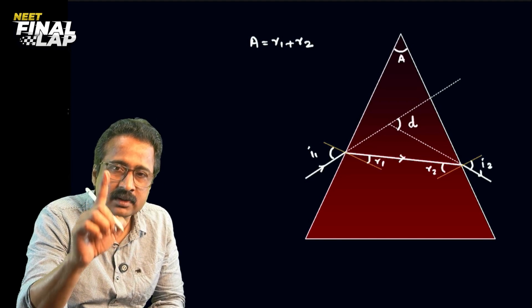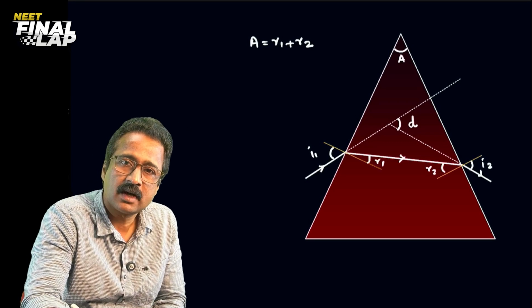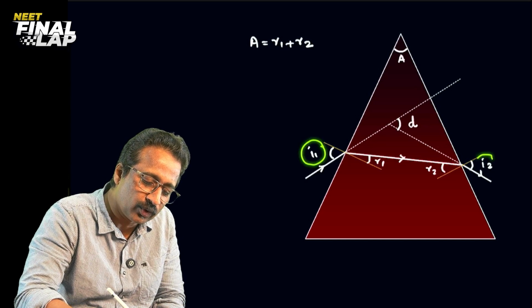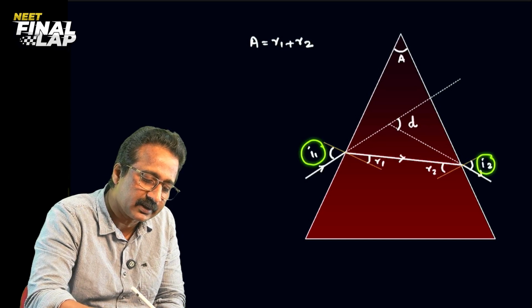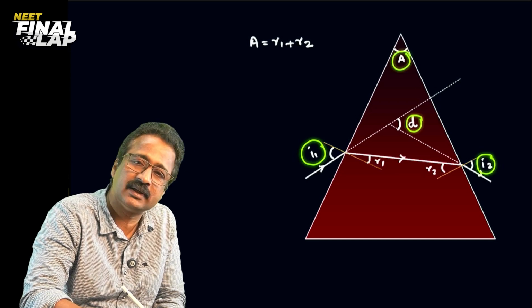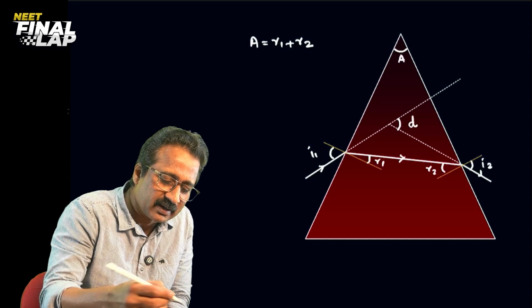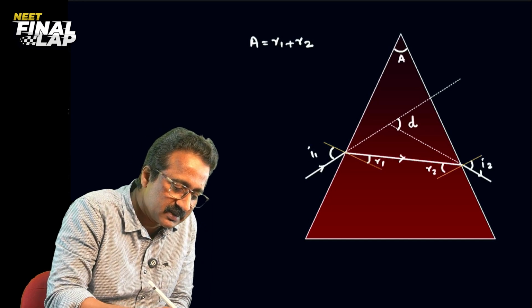Equation number 1, you must remember this. I come to the second equation, which is another important equation, which relates four angles together: I1, I2, capital A, and D. These four angles can be related by studying quadrilaterals in the figure. You can conduct the study, but I'm skipping derivations.